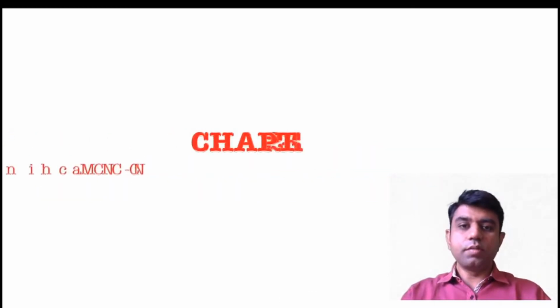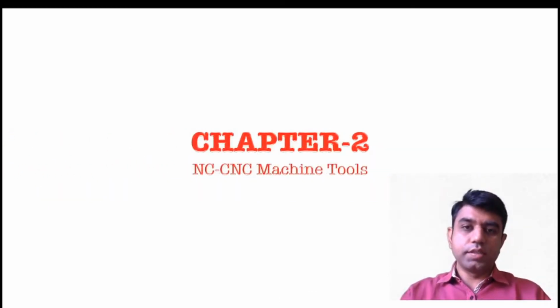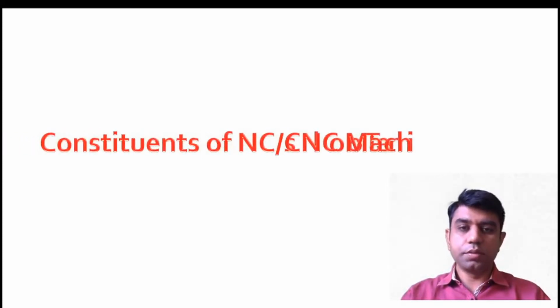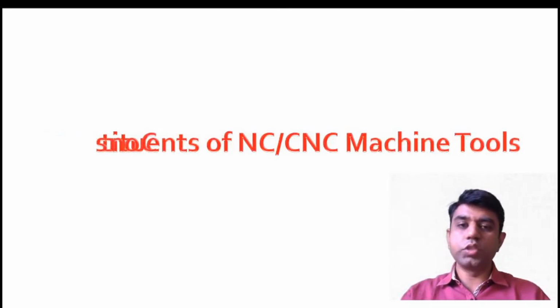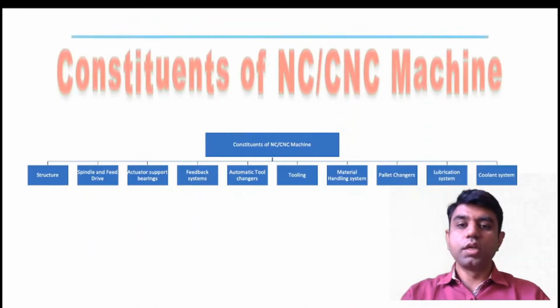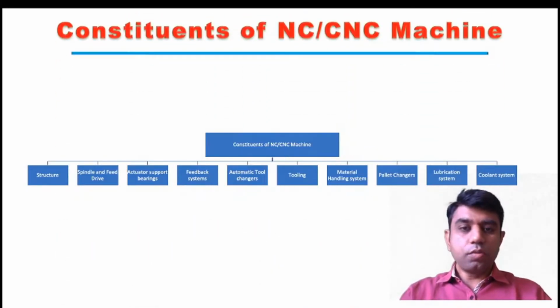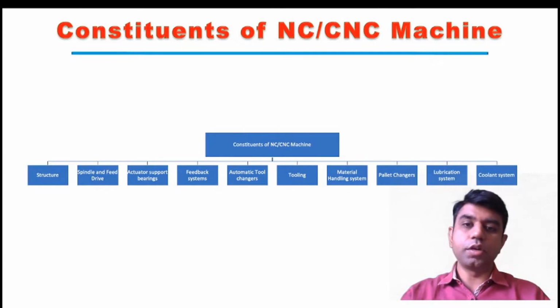We were discussing chapter number 2, that is CNC machine tools. In today's lecture, our first topic is the constituents of the CNC machine. Basically by this word we mean the different basic components we are using in the case of a CNC machine. Normally any NC or CNC machine will have these 10 different components.